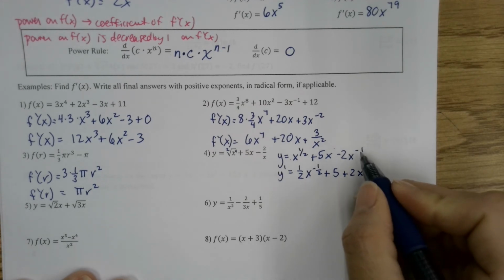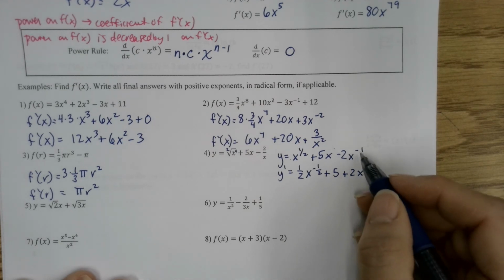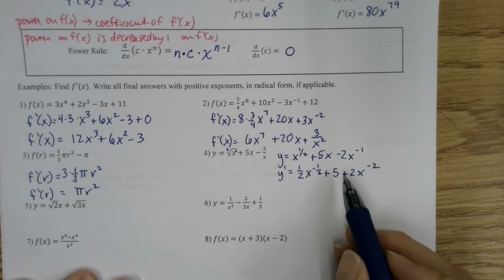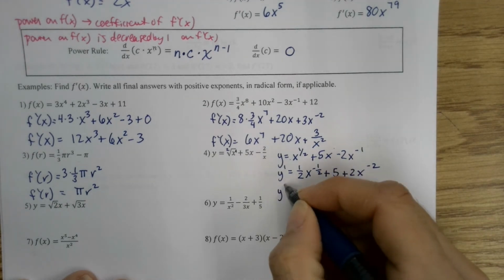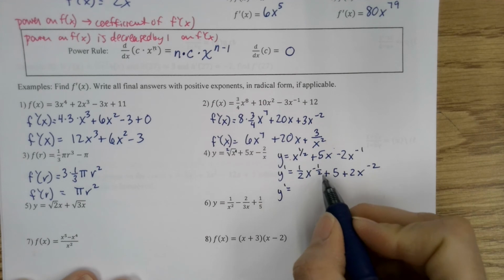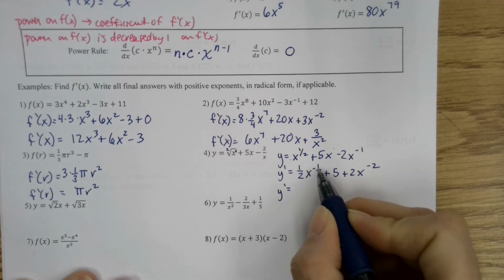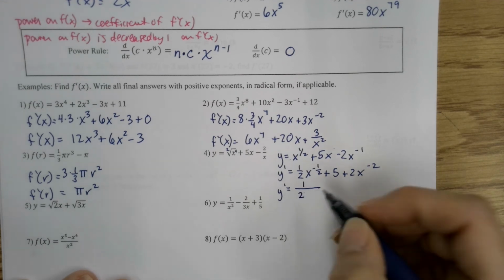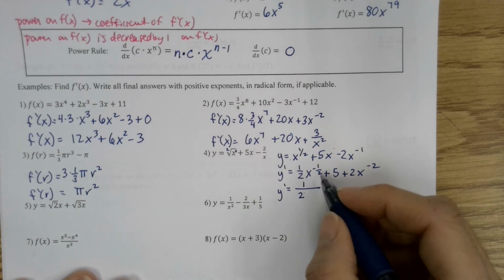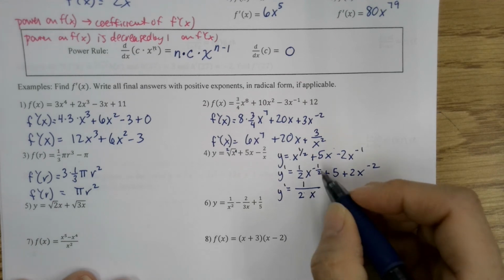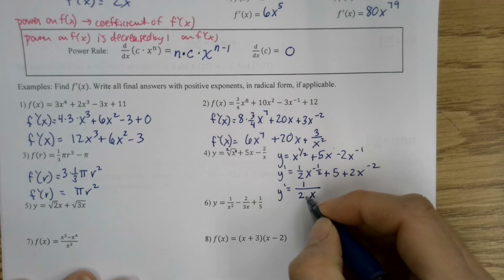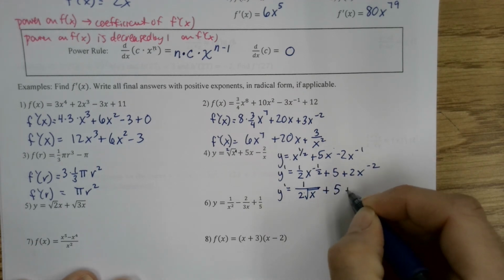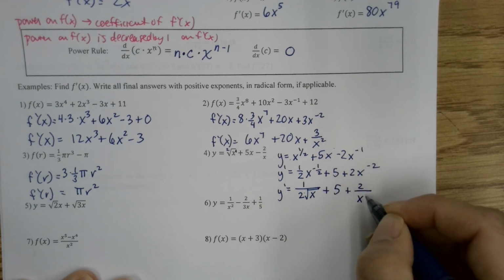You have a negative 1 dropping down by 1. So negative 1 minus 1 is going to leave us with a negative 2. And then I'm going to clean this up. Y prime equals, and I'm going to take this x to the negative 1/2 and push that into the denominator. So I have 1 over 2, and x to the 1/2 in the denominator pushes the x down, but also that's a 1/2 power, which is the same as a square root. Plus 5 plus 2 over x squared.